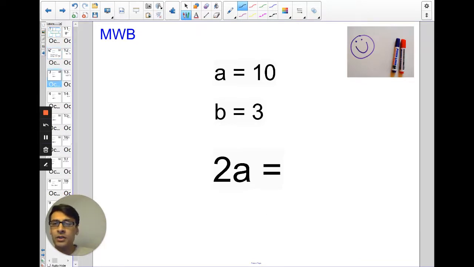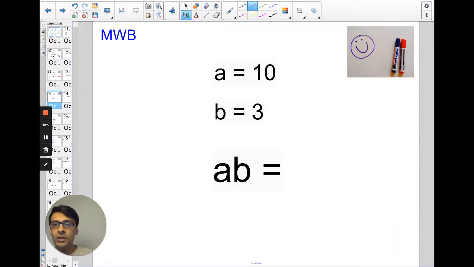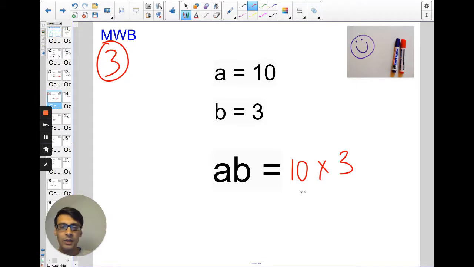So question 2, pause it now. Okay, so you should have an answer. This is going to be 2 times 10, which is 20. Give yourself a tick if you got that. Question 3, pause the video. Okay, I'm going to go through the answer now. So ab is going to be 10 times 3. a is 10, b is 3. 10 times 3 is 30.